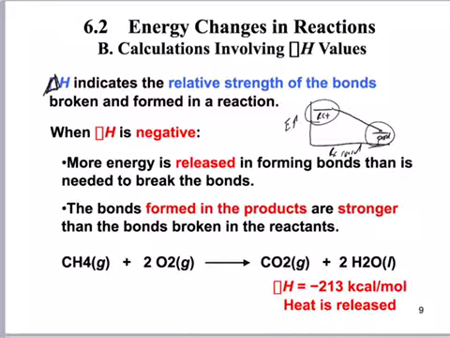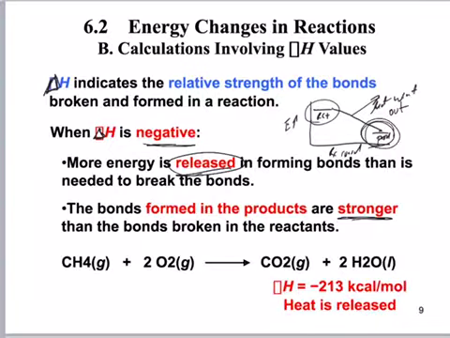That means heat went out. Okay? If heat's going out, then delta H, that value, is negative. More energy is released in making the bonds than it took to break the bonds. And that means that the bonds in our products are stronger than the reactants. And I know that seems weird because they're lower in energy. But remember, low energy is more stable. More stable, bonds are stronger.